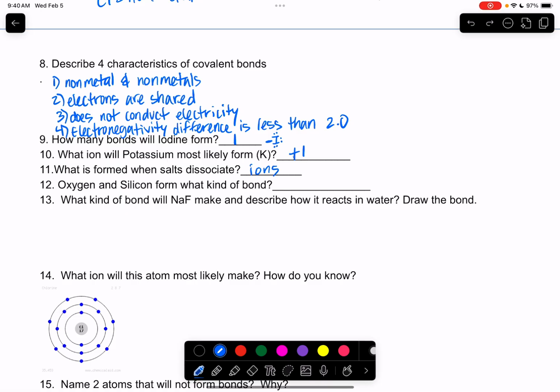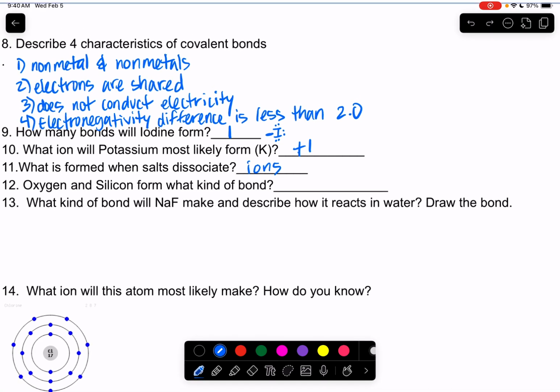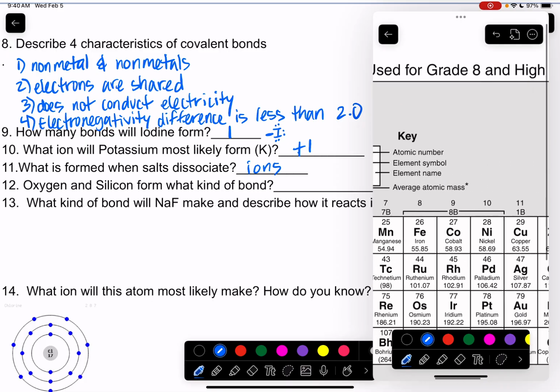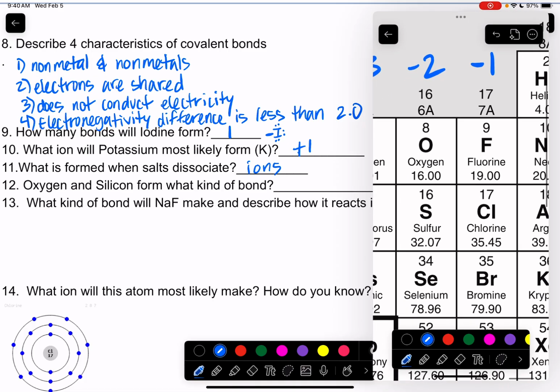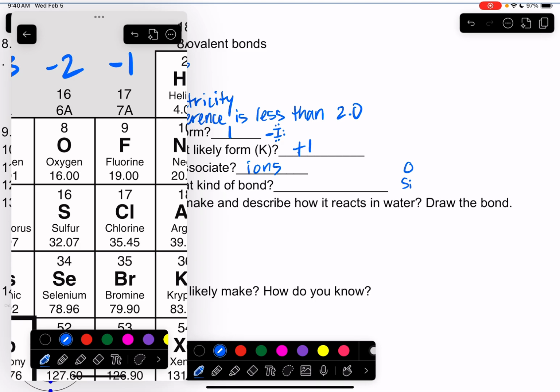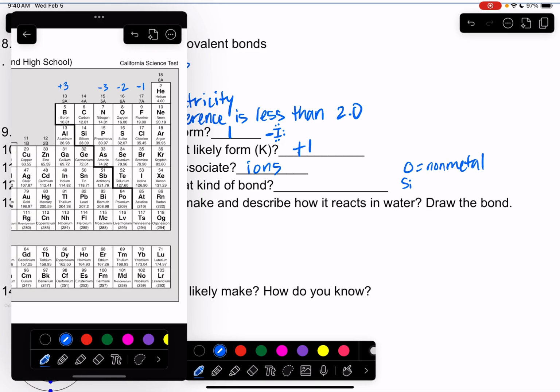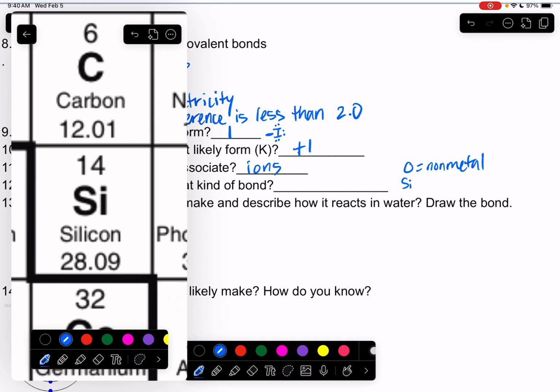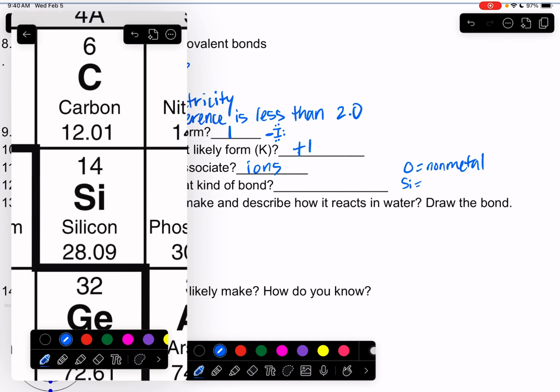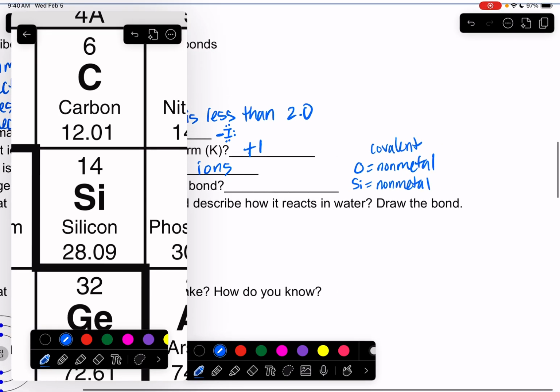Oxygen and silicon form what kind of bond? Again, there are 2 ways we can figure this out. Oxygen is over here, and it is a nonmetal. Silicon is also here, still on the non-metal side. So we're going to have a covalent bond. But let's see if we can get a little more specific and see what kind of covalent bond.